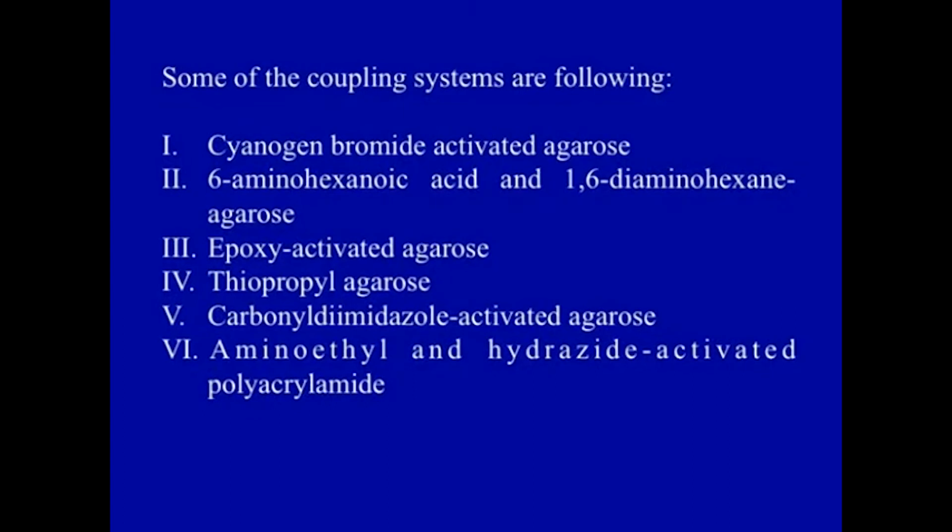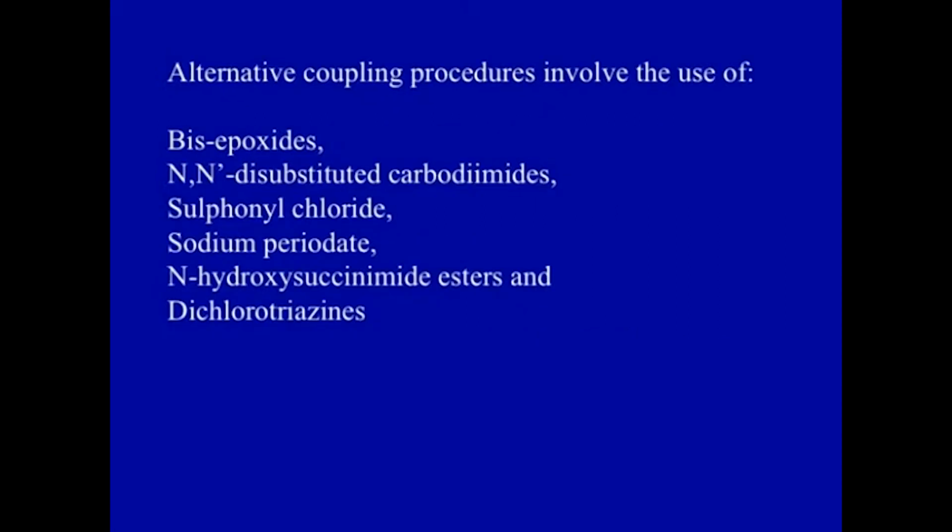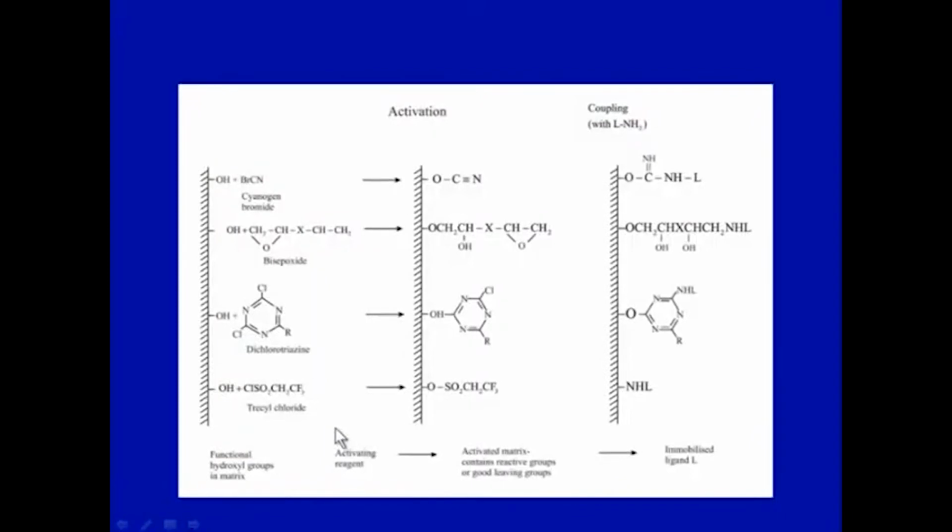Then there are aminoethyl or hydroxide activated polyacrylamides which could be utilized for coupling, and a lot of alternative coupling procedures are available which could be utilized here. If you see on your screen, this is a very simple way of showing activation and coupling. So, first thing is activation and then couple the ligand. In the case of cyanogen bromide, it acts and is activated here, and then to this group it is very easy to couple the ligand through the CN group. Likewise, there are other functional groups, and they could be activated, and finally the ligand could be immobilized. So, these are methods which could be utilized for immobilization of different ligands through activation and coupling.